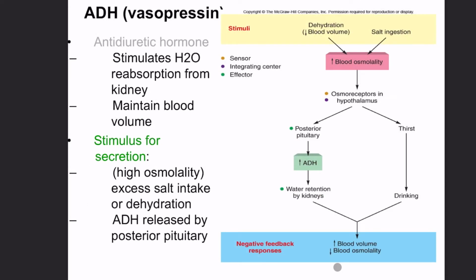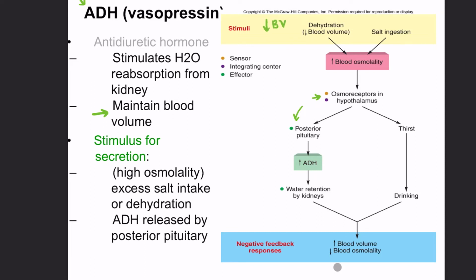So now we're going to talk about 2 or 3 different hormones that are going to impact blood volume. The first one we have here is called ADH. And if you can remember, ADH is produced by our hypothalamus and it is released by the posterior pituitary. It is produced when you're dehydrated, when your blood volume is low.